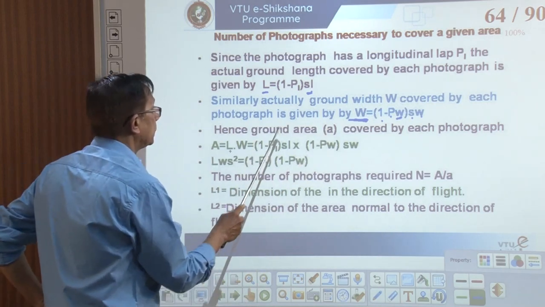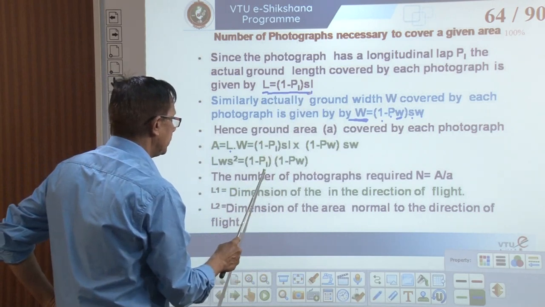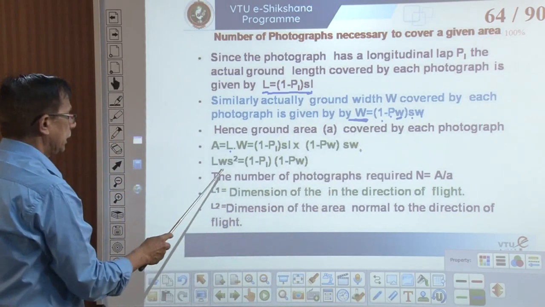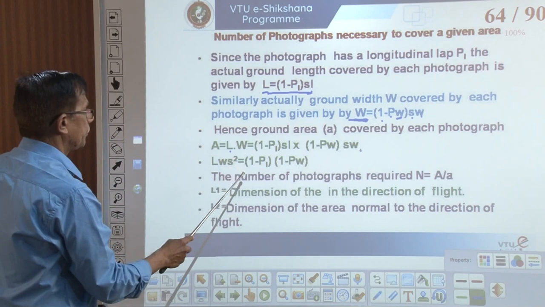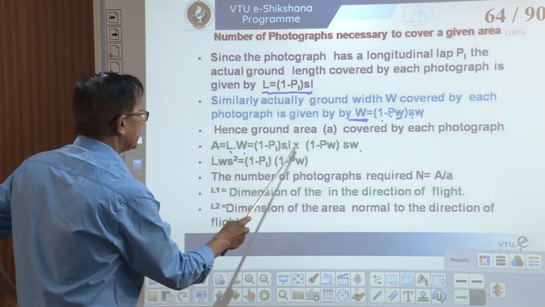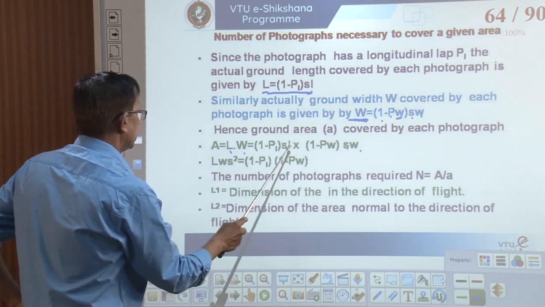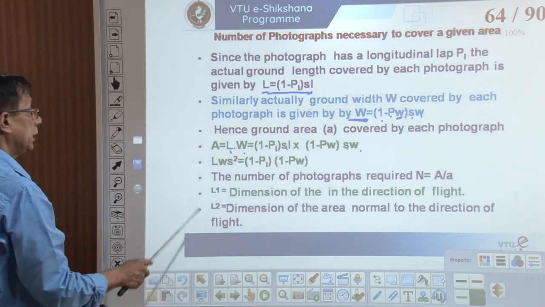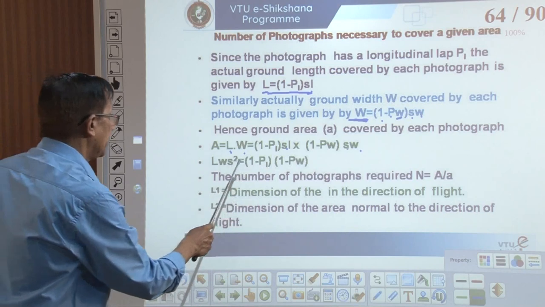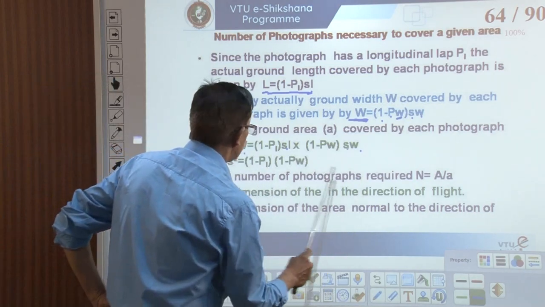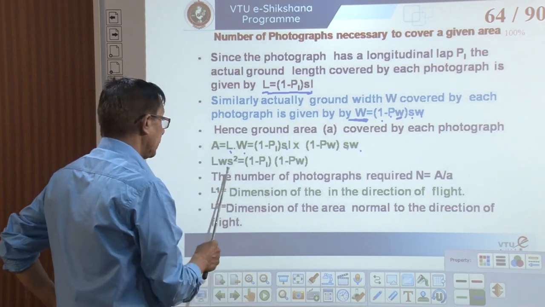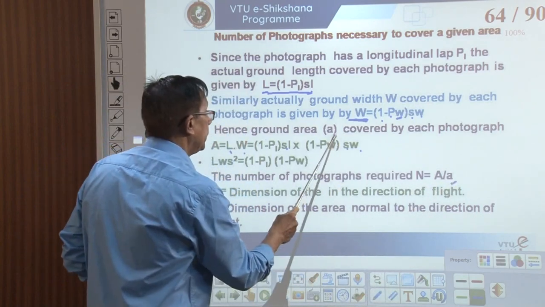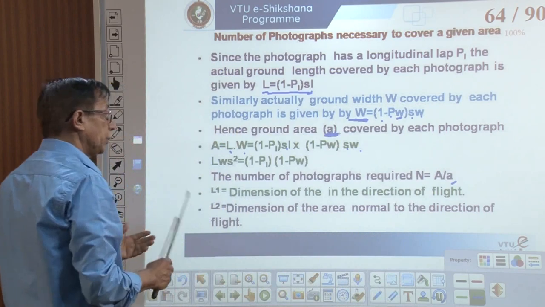That is equal to, along the length, (1 minus PL) into S times l, into (1 minus PW) into S times w. That gives lw S squared, which equals (1 minus PL) into (1 minus PW). This is the actual area covered by an individual photograph. This is the area covered by a single photograph. If I know the total area and this small area covered by an individual photograph, how many photographs do I require?